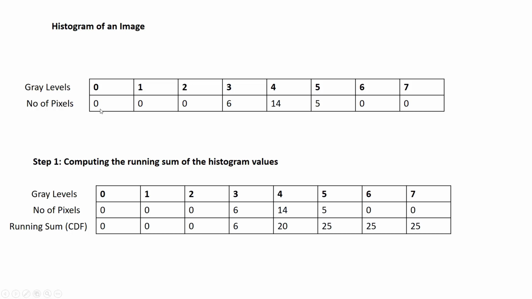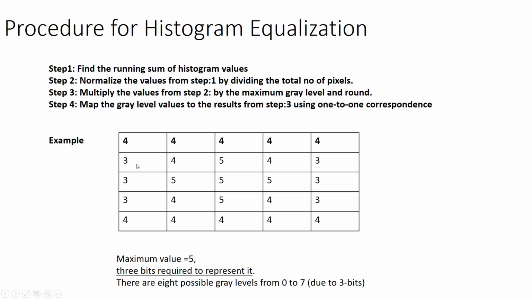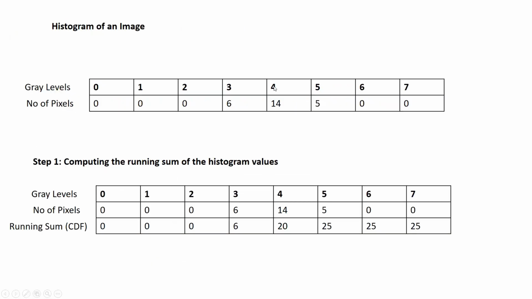The number of pixels that represent 0 in the original image is 0. There is no 1, no 2. The number of times 3 occurs in the image is 6. The number of times 4 occurs in the image is 14. The number of times 5 occurs in the input image is 5. And the number of times 6 occurs is 0, and the number of times 7 occurs is also 0.